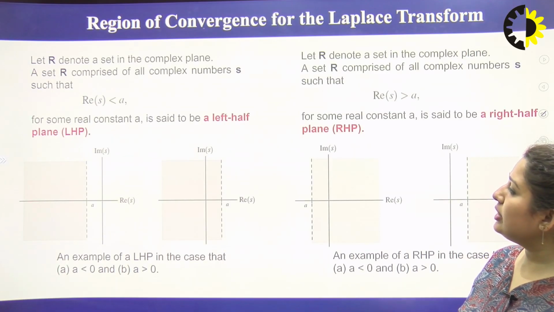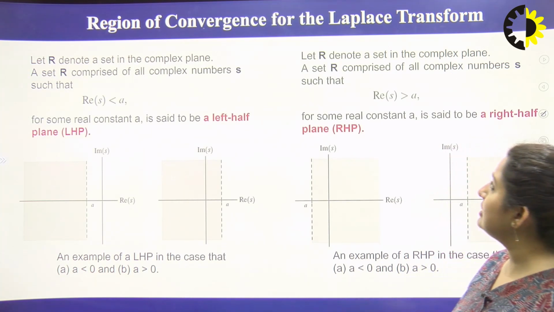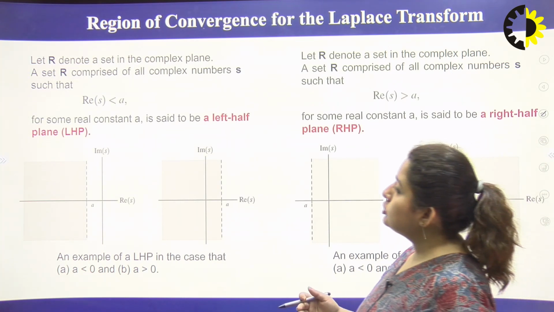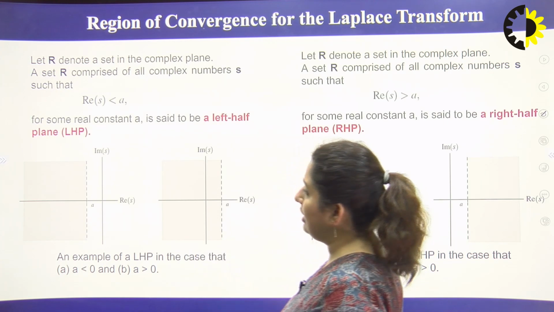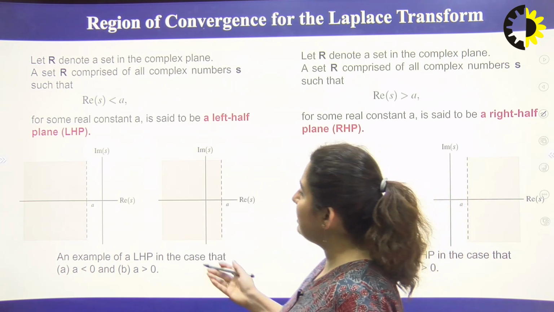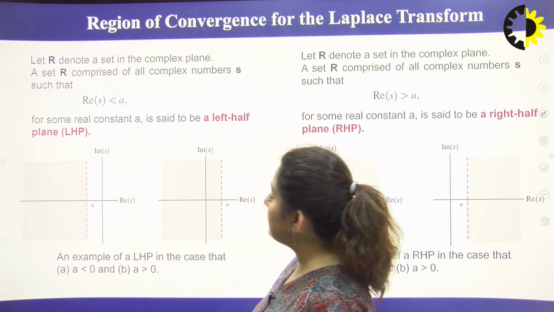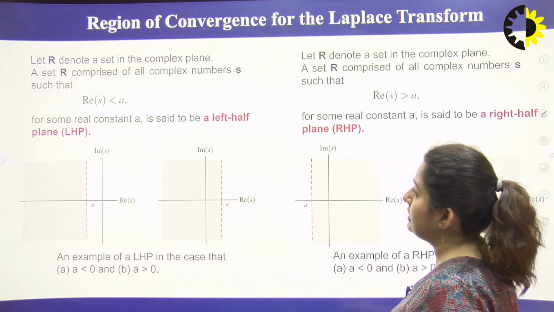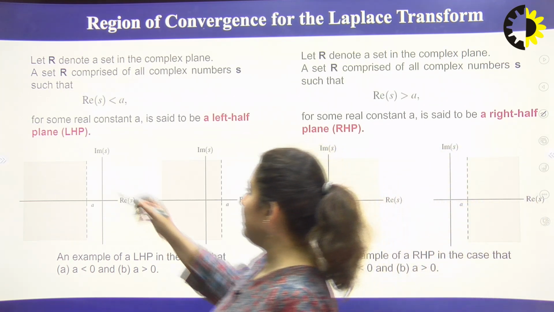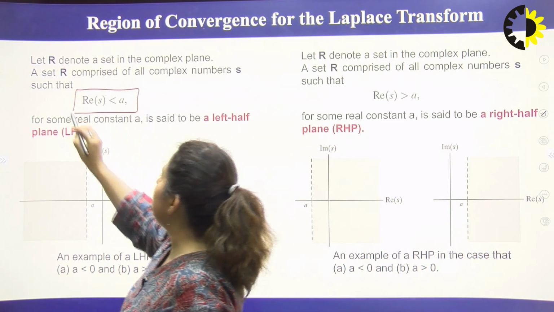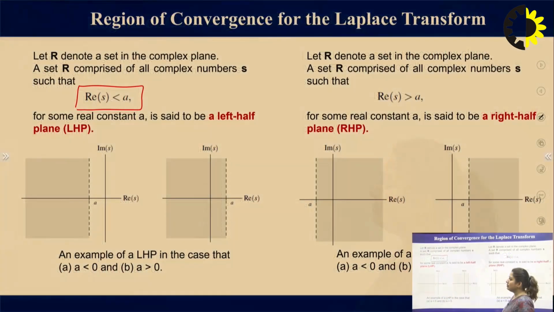So in this lecture we are going to see the region of convergence for the left half and the right half plane from the starting. Initially we have the left half plane. As an example of the left half plane, the first case is for a less than 0 and the second case for a greater than 0. We define the left half plane as real of s less than a. Whatever the value of a, it tells you that the region of convergence is in the left half plane. So real of s less than a: the first case is a less than 0, and the second case is for a greater than 0.